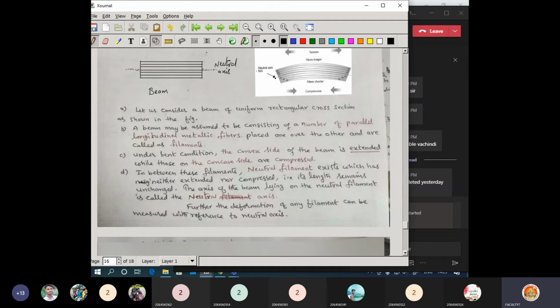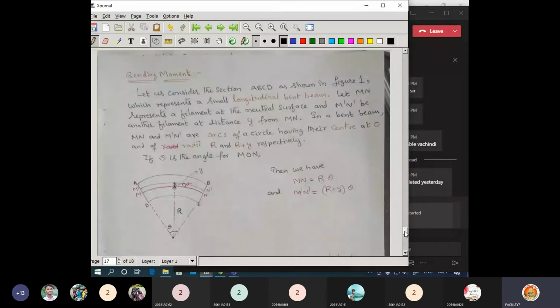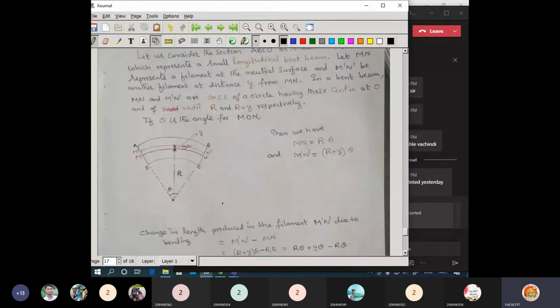Now you can identify the neutral filament here. This dotted line represents the neutral filament, and the axis will be considered as a neutral axis. Now regarding the bending moment, this is the diagram we are considering here. These ends we are representing as A, B, C, D. This red line, consider it as the neutral filament here. On the top of this, somewhat nearer to this, we are considering another filament.